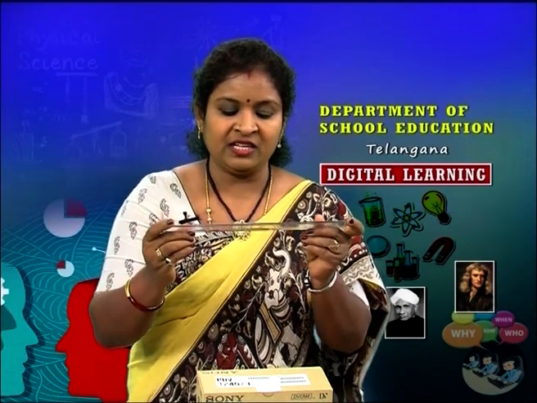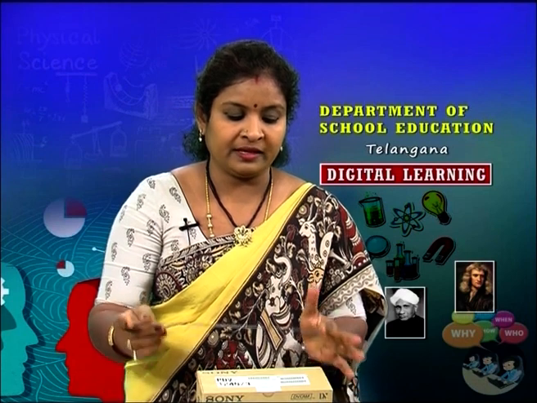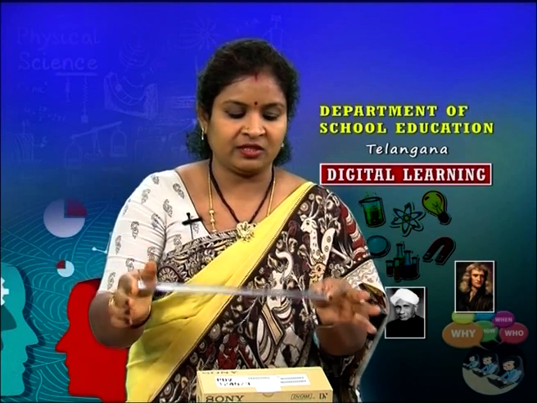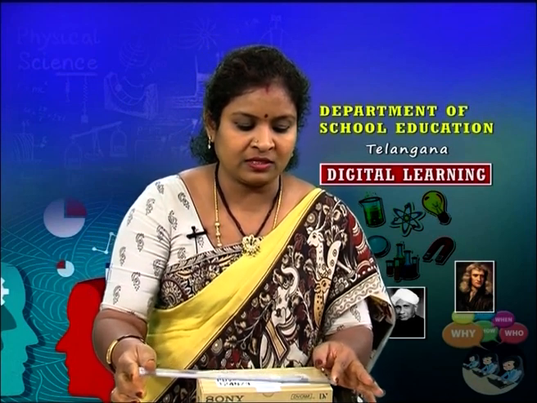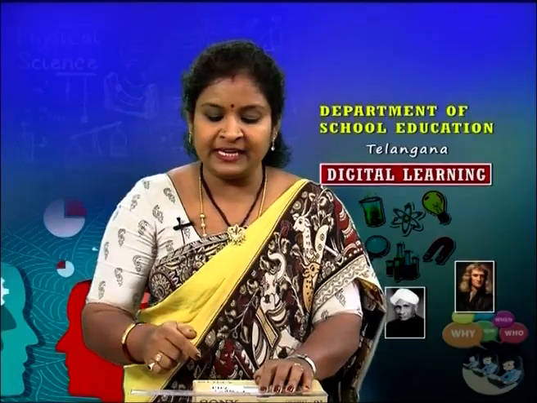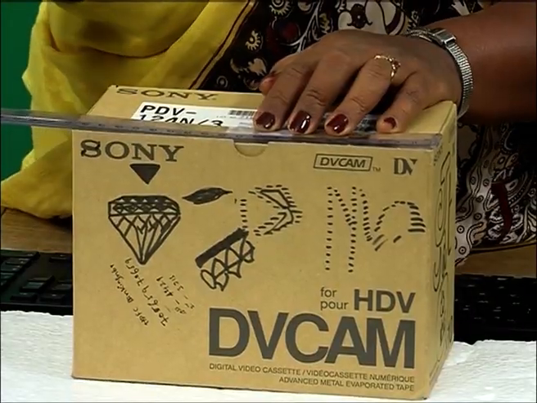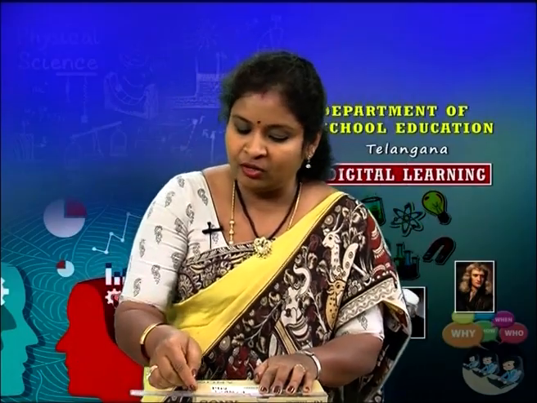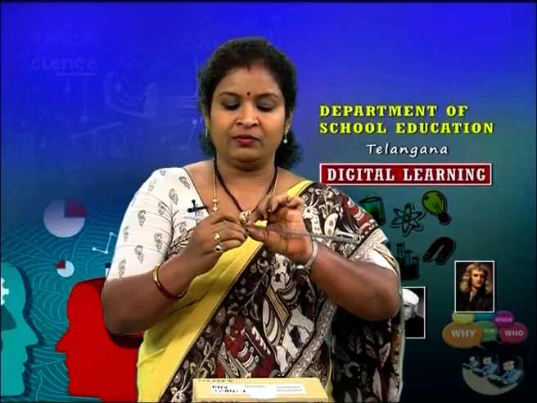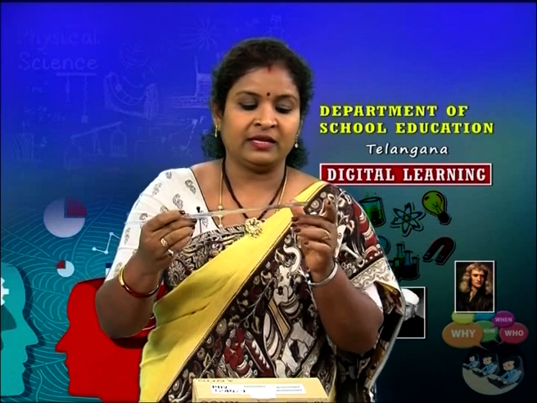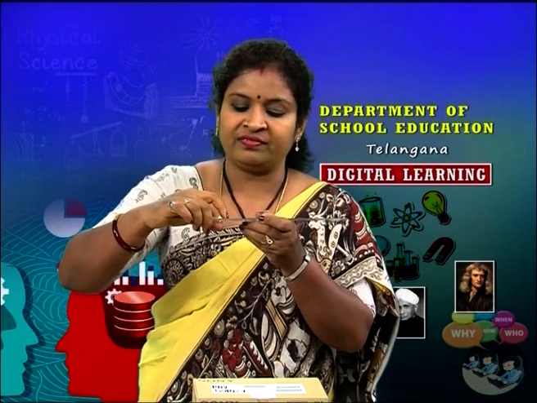I will keep this scale on the box, but you have to take care that the tip of the scale, that is 0 centimeter, should be at the tip of the box like this. And then you have to take care that your eye, which is observing the reading, should be looking at the reading exactly from the top, not from this side or this side. So draw a mark on it and just observe the reading from the top of the scale, not making any angle like this.